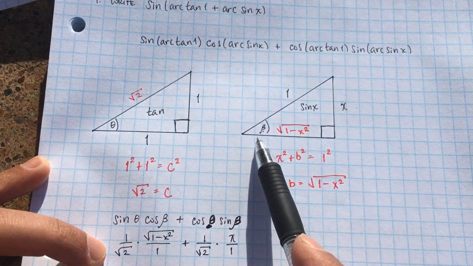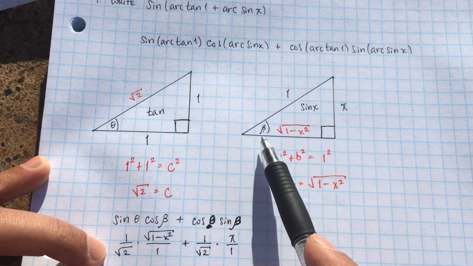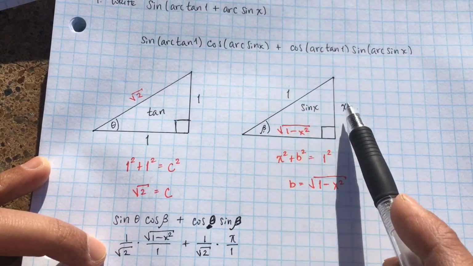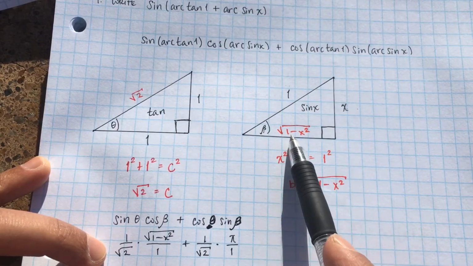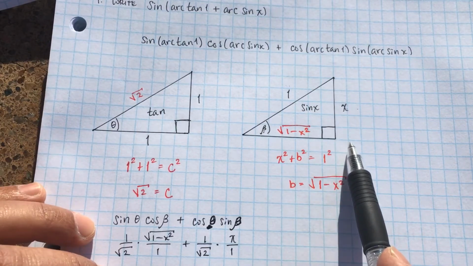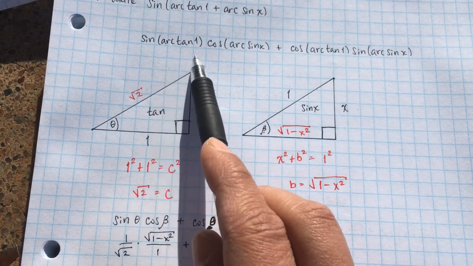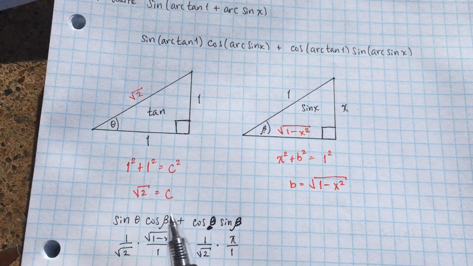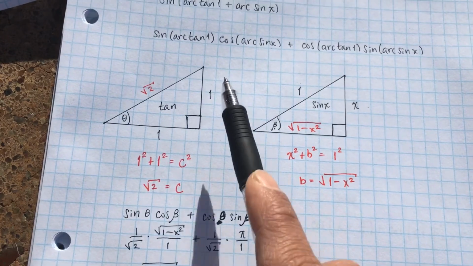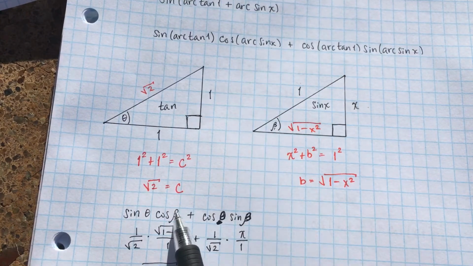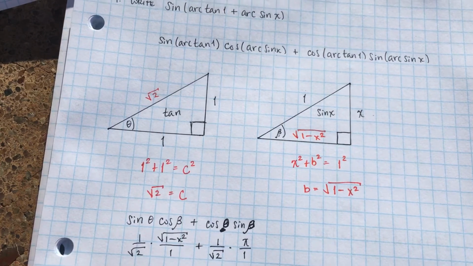Arc sine of x, you have your beta, draw your triangle, beta, sine is opposite over hypotenuse. Pythagorean theorem to figure out your third side. Now you can go ahead and continue. What I just did is I just substituted. So arctan, we're actually looking for sine of theta, and then arc sine of x is my beta. So I just substituted nicely.